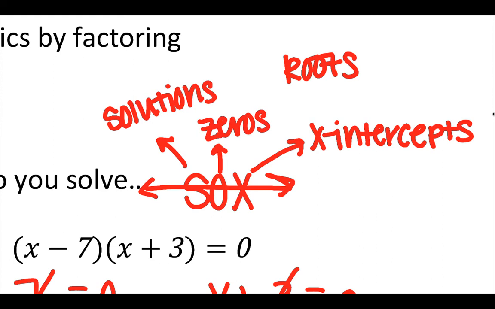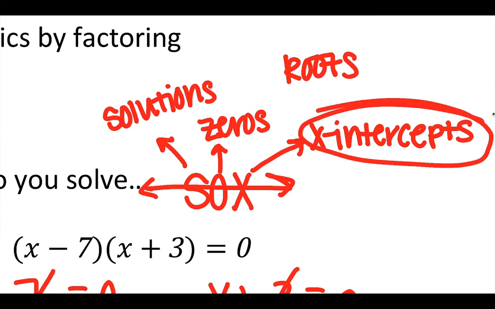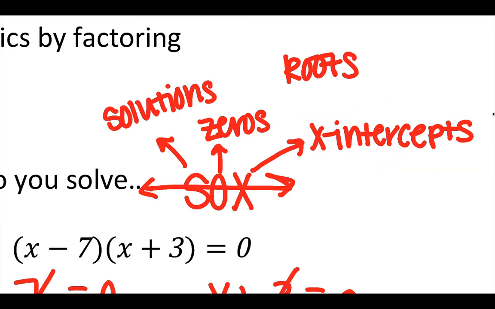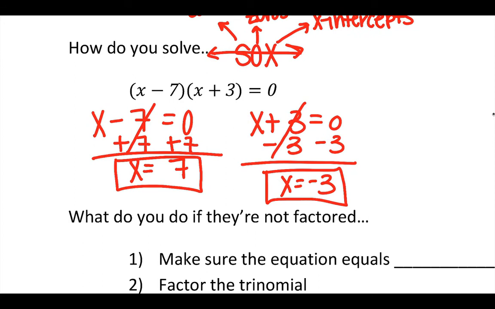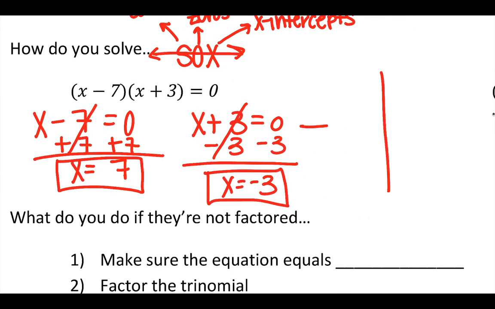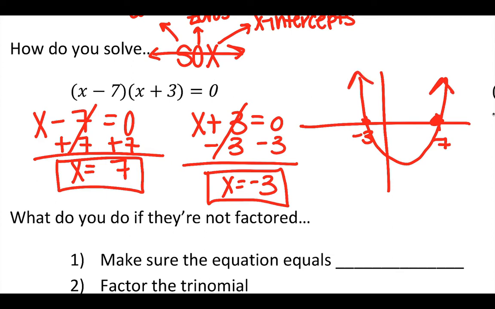So if I'm looking for the solution, all I'm really looking for is where does it cross the x-axis? You can plug these equations into Desmos and see where it crosses the x-axis. If I were to graph this one, it would cross at 7 and at -3 on the x-axis. And that's our solutions.